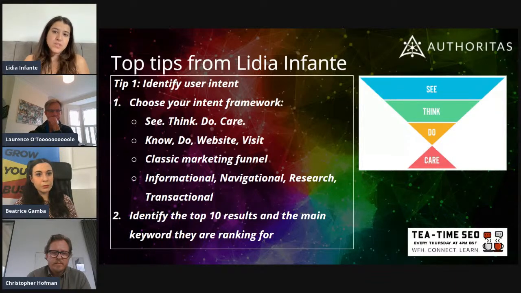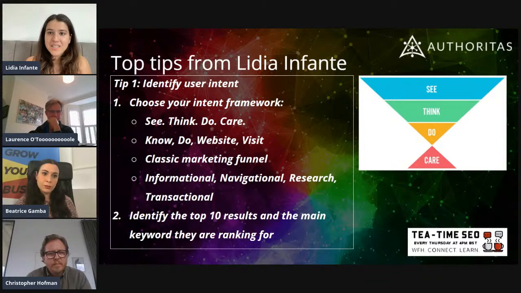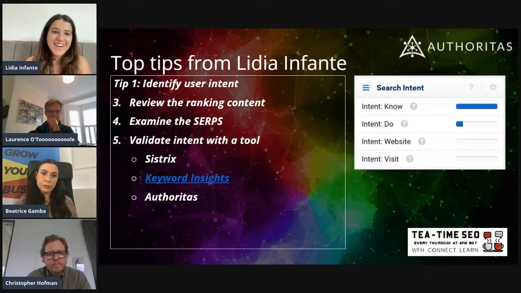Once you know what keyword or set of keywords you want to target, you should be identifying the top 10 results and the main keyword that those URLs are ranking for, right? The keyword with the most volume. After that, what you should do is look at the content that's already ranking. I like to take a good look at the top 10, but I really focus on the top 3 because that's where we want to go.